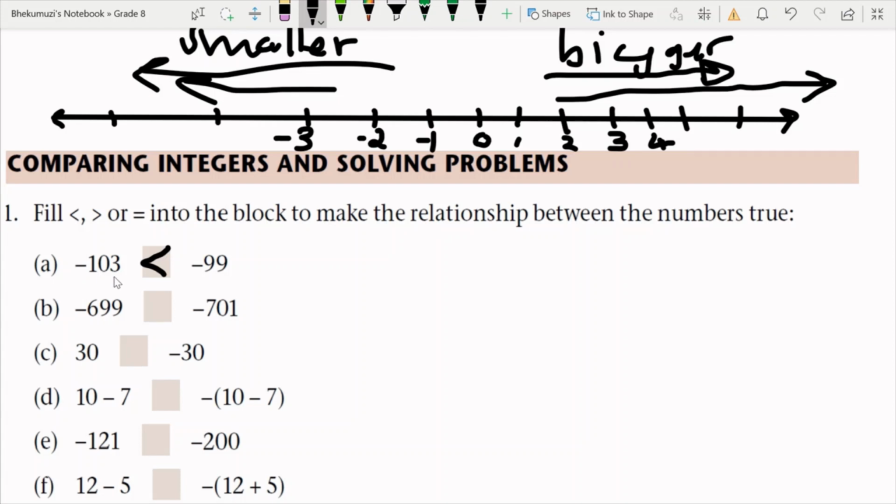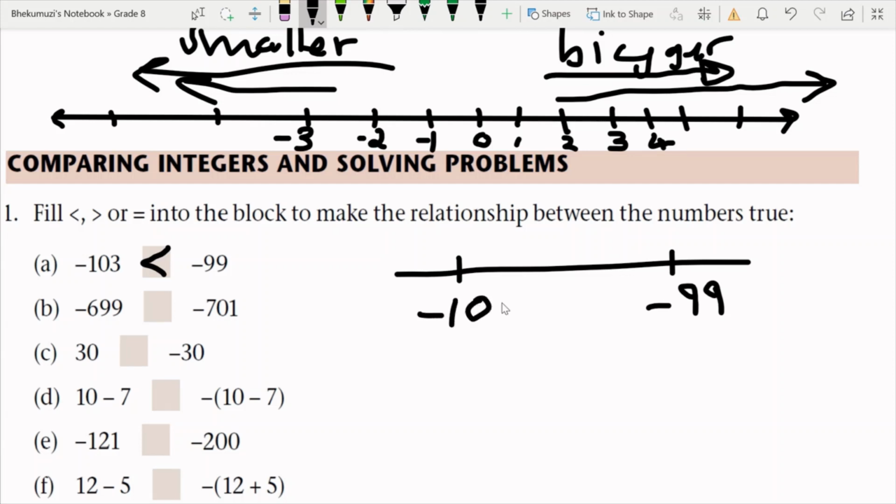So basically, if you had an example where it says -103 and -99, if you had to imagine this on the number line, you would see that -99 would be on the right-hand side, and -103 would be more on the left-hand side. So since it's more on the left-hand side, you can automatically see that -103 is smaller than -99. And remember, the pointy side points to the smaller number, right?